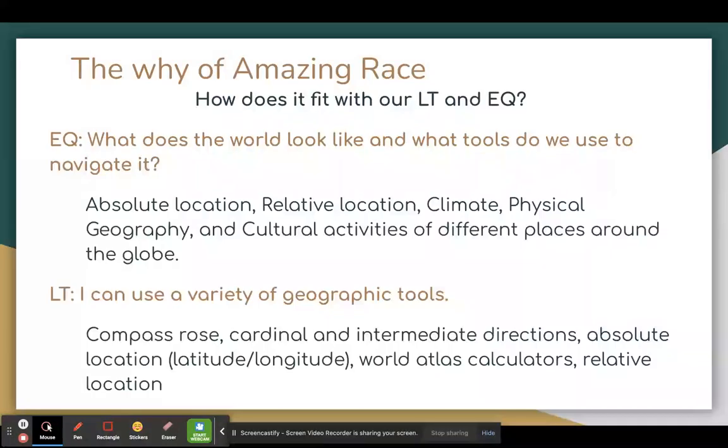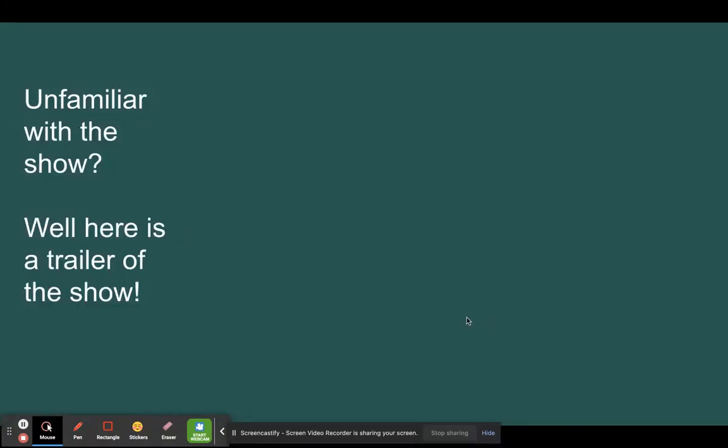This project will be broken up over a period of time. Our essential question is, what does the world look like and what tools do we use to help navigate it? You're going to be learning about absolute location, relative location, climate, physical geography, and cultural activities at different places around the globe. Your learning target is, I can use a variety of geographic tools: compass rose, cardinal and intermediate directions, absolute location, which includes latitude and longitude, a world atlas and the calculators associated with it, and relative location.